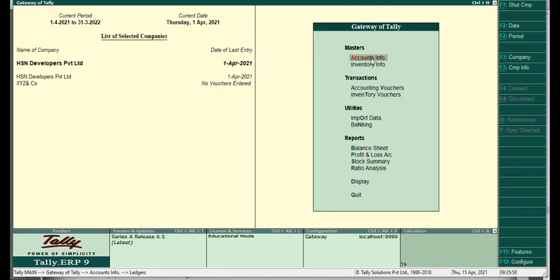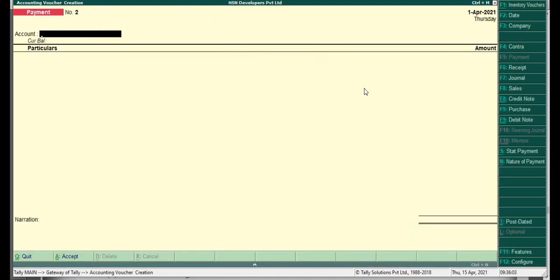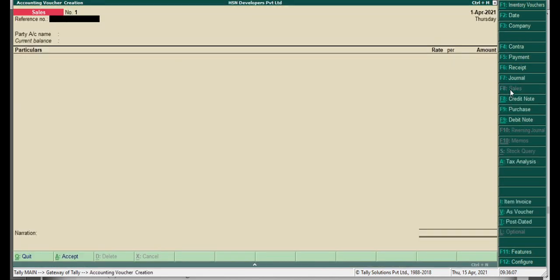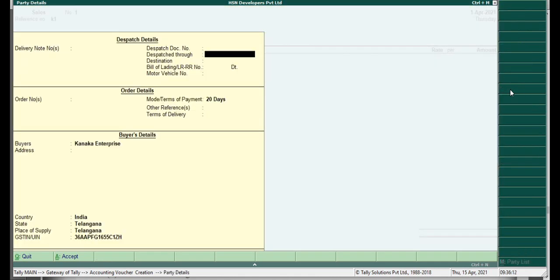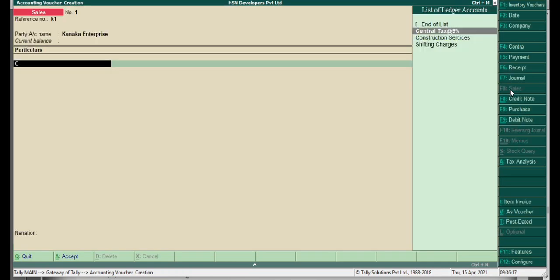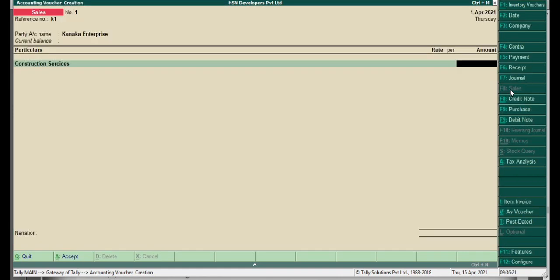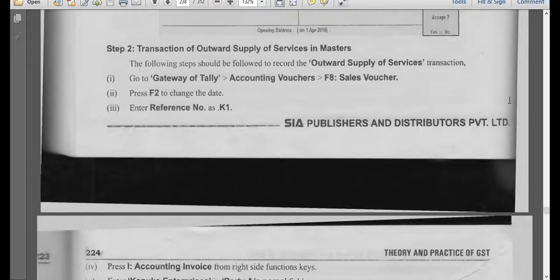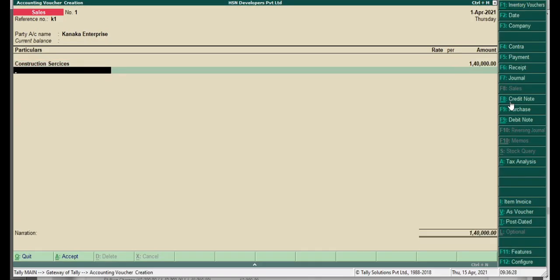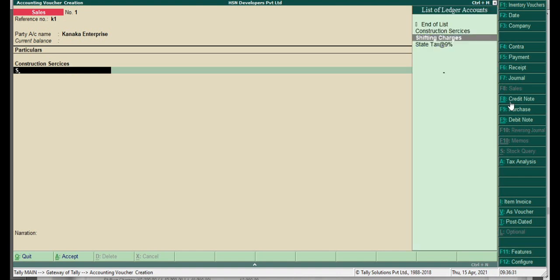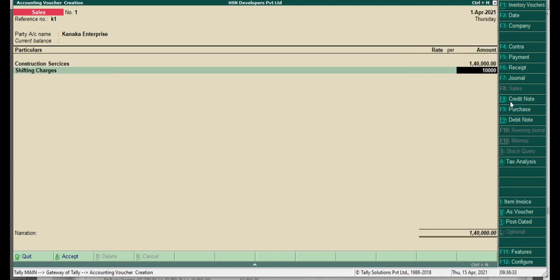Now go to sales voucher, sales K1, party name Kanaka Enterprise, construction services for the amount 1,40,000, shifting charges 10,000.